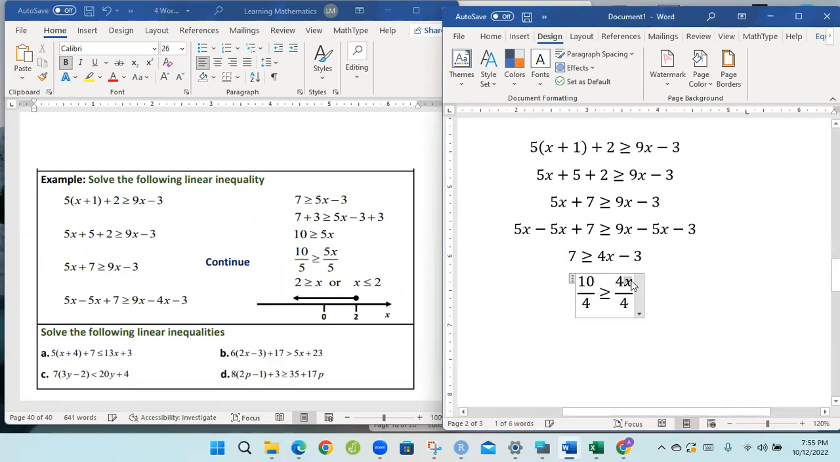And x now remained on the right side. So now we divided by 4 on both sides. To cancel out 4, we are left with x on the right side, and on the left side, 10 divided by 4 simplifies to 5 divided by 2, which is 2.5. So now when you're reading this, you have to start with the x. And this is saying x is less than or equal to 2.5.